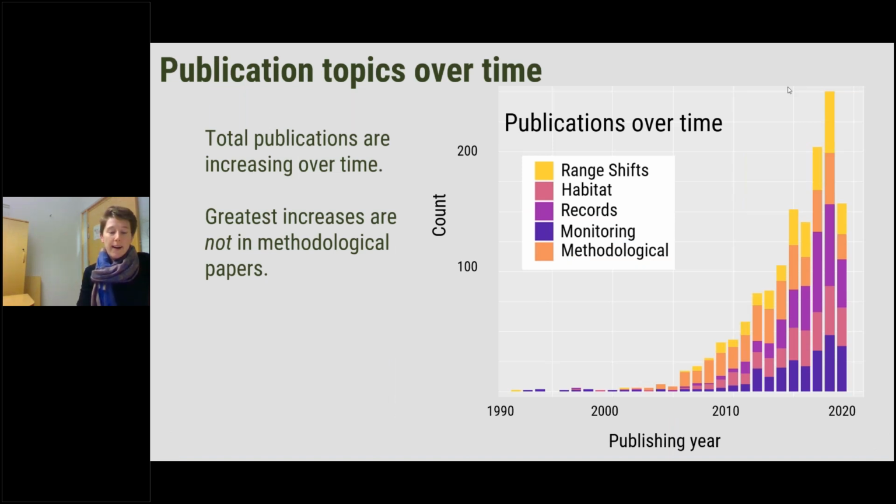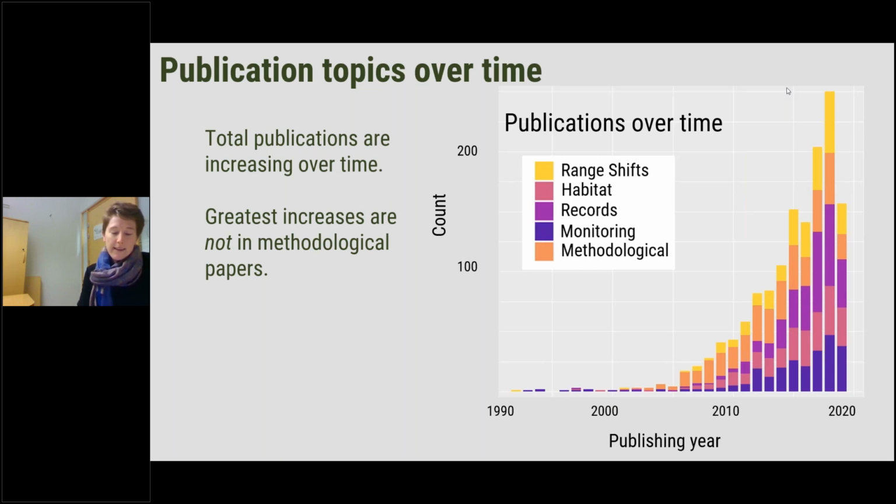So now, with a little content analysis done, we can start exploring the full data set. This figure is interesting because it shows that we were wrong kind of right off the bat with an expectation that we had going into this analysis. We expected that methodological papers would be increasing rapidly.